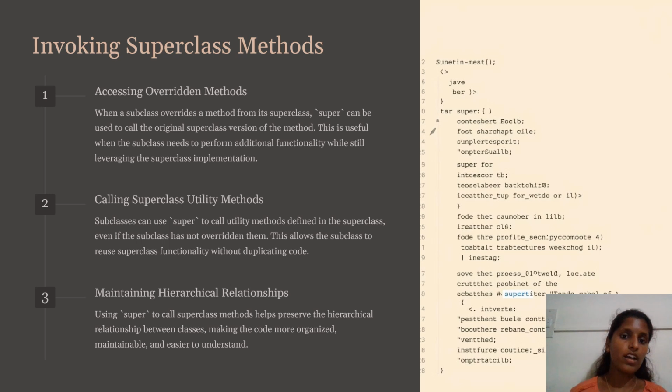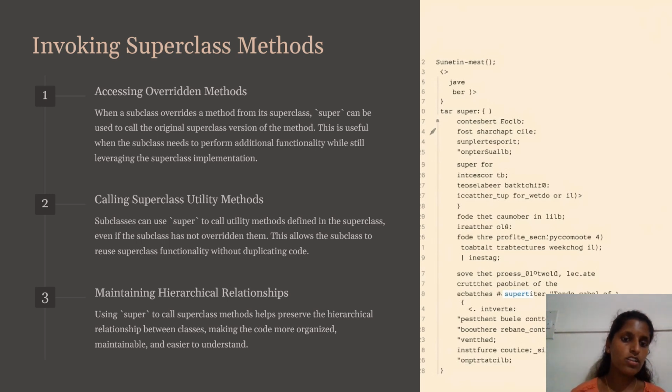Invoking superclass method. Accessing overridden method. When a subclass overrides a method from its superclass, super can be used to call the original superclass variation of the method. This is useful when the subclass needs to perform additional functionality while still leveraging the superclass implementation.